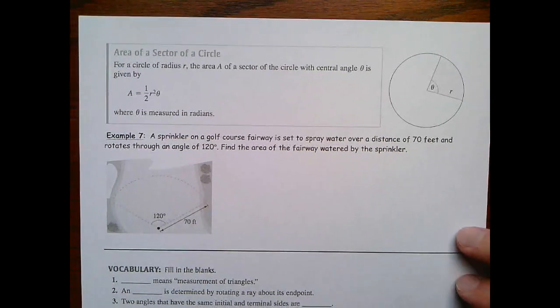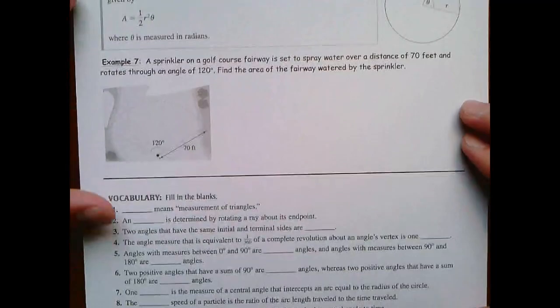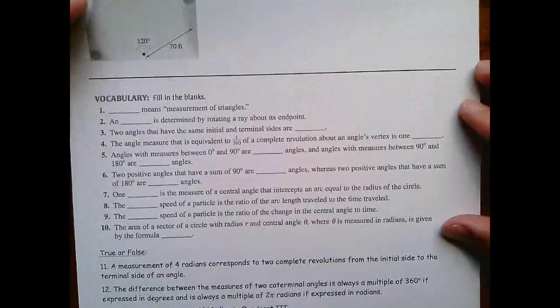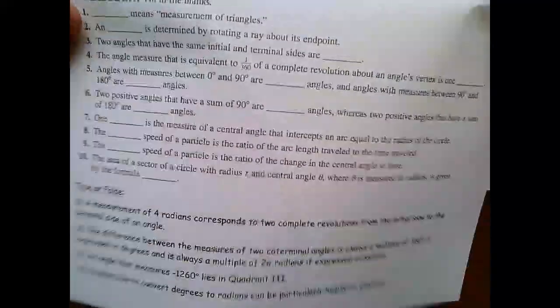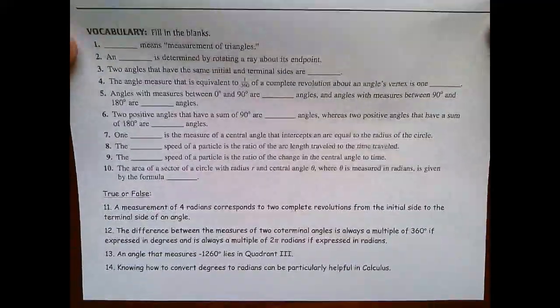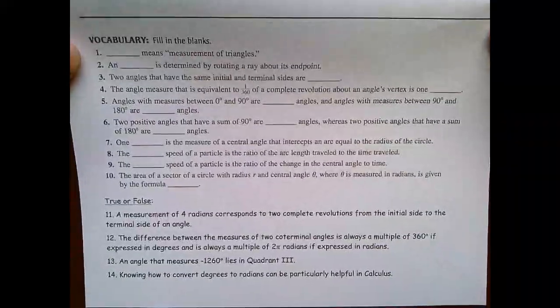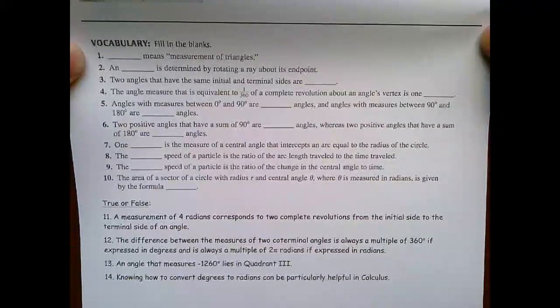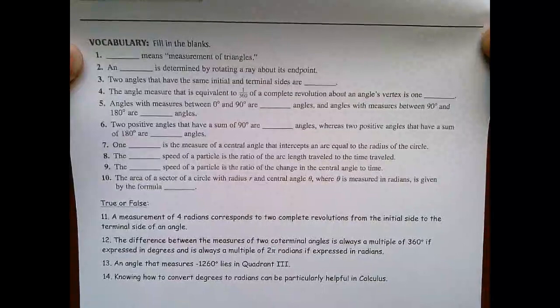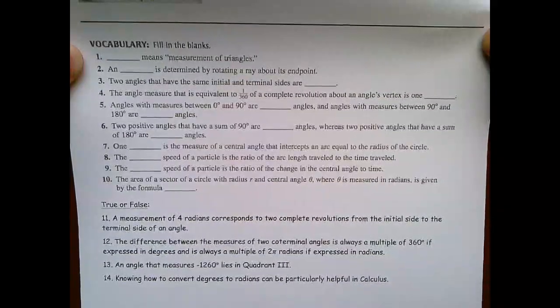Okay, so what's the assignment for today? The assignment for today is to fill out the vocabulary and the true and false. I want you to answer these questions on the bottom of the page on a separate sheet of paper. And then on Canvas, there's going to be an additional couple questions about just converting degrees to radians and vice versa. So on a separate sheet of paper, can you fill out this vocab? Can you fill out this true false? And can you answer the other questions there on Canvas?